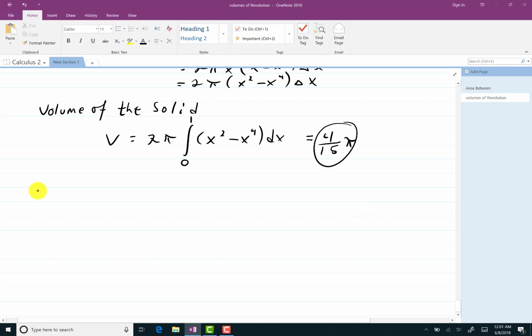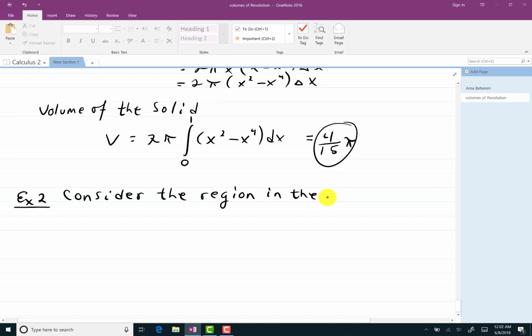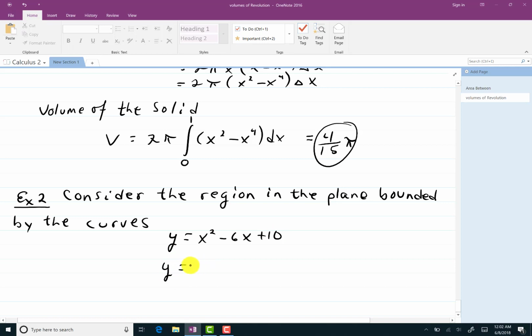All right, let's move on to the next example. Consider the region in the plane bounded by the curves y equals x squared minus 6x plus 10 and y equals negative x squared plus 4x plus 2.